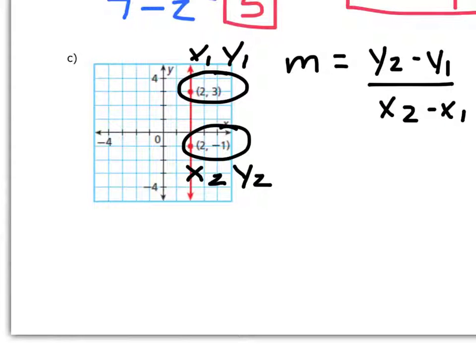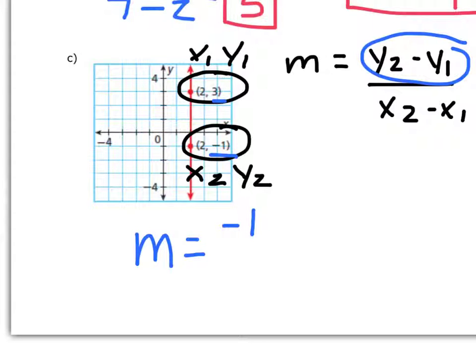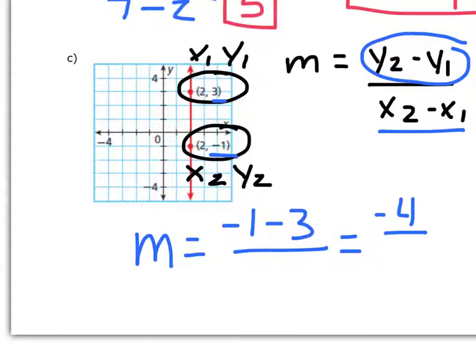Now to finish up here, we just need to plug the numbers into our formula. So I'm going to have m equals, notice up top it's y2 minus y1. So there's y2, there's y1. I'm going to do negative 1 minus 3 on top, and I get a negative 4 over, now I need to do x2 minus x1. So here's x2, here's x1, so I'm going to do 2 minus 2 is 0.